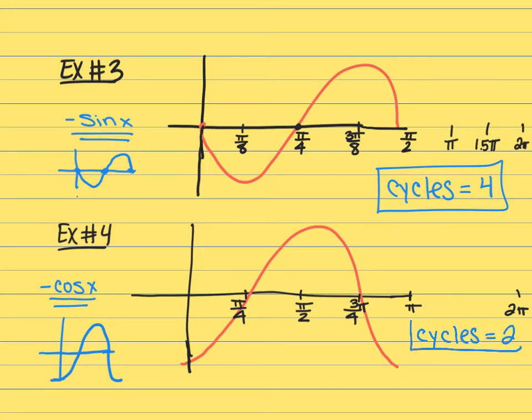I would see 2 cycles, right? I could draw another one here if you want to see it, right? That would be your second cycle from pi to 2 pi. Perfect. All right, let's move on to one more definition called period.